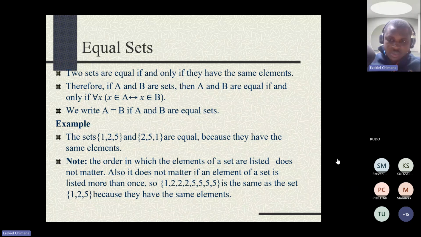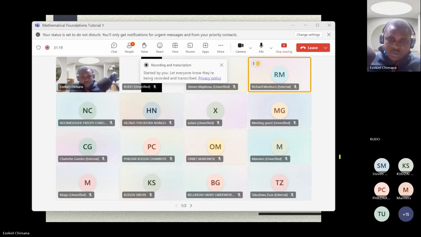So there was someone. Richard Mufuro. Is that a hand up? Do you want to ask something? Do you want to contribute?